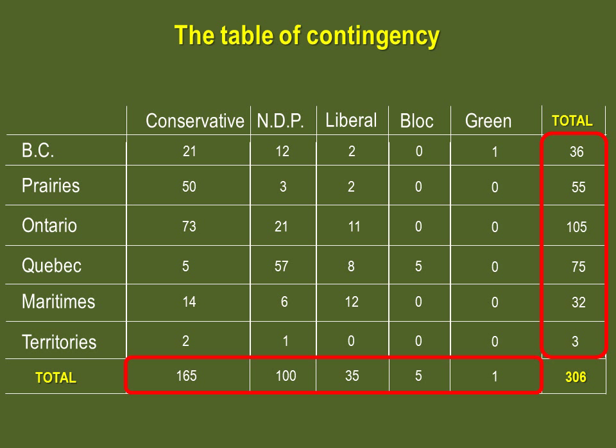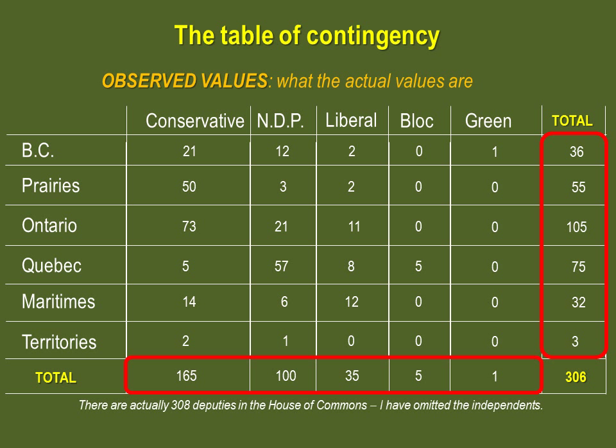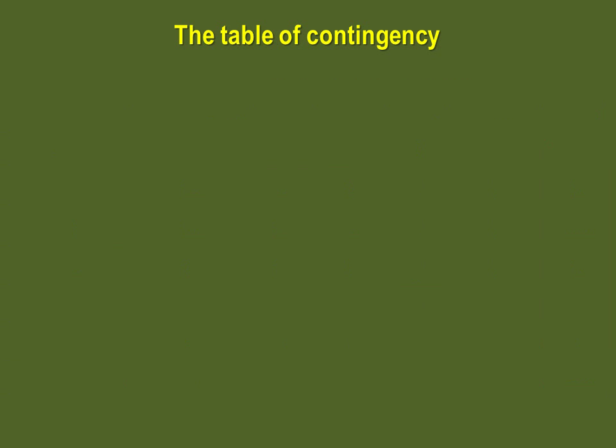Now this table, the contingency table that we have right now, gives us the observed values of what is currently happening in the House of Commons. Now, there are actually 308 deputies in the House of Commons. I have omitted the independents to make this a little bit simpler. We know that who is elected is certainly not due to probability only. For example, if you are running for office in Quebec, you have a better probability of being elected if you are running with the NDP or the Bloc Québécois than if you are running with the Conservatives. You also have more chance of being elected in the Prairies if you are running with the Conservatives than if you are running with the NDP.